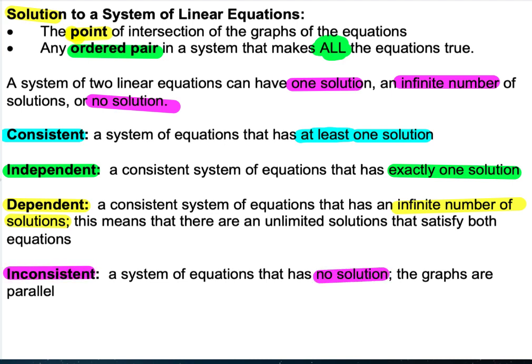So consistent means it has one or more. Inconsistent means it has none. Independent means it has exactly one solution. Dependent means it has an infinite number. They kind of depend on each other. And then inconsistent is one that has no solutions, meaning the graphs are parallel to each other. So those lines are running parallel, so they're never going to cross, so there's never a point that's going to work in both of those.